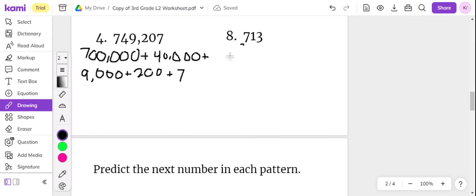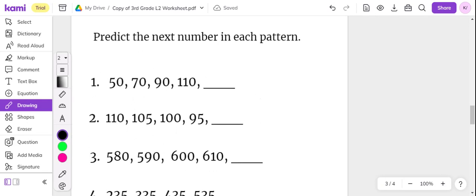Number 8, this is pretty easy. So 7 in the hundreds place, so 700 plus 10 because there's a 1 in the tens place, plus 3 because of the 3 in the ones place. I hope you get the gist of it. Alright, next, predict the next number in each pattern.